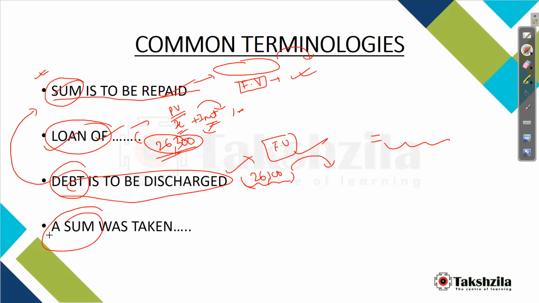Now, a sum was taken. It is quite similar to a loan of. This much amount was taken, so a present value was taken, then interest applied, and it got converted to FV. So this is something you need to spot with the language. And these are the four common types of questions which appear.